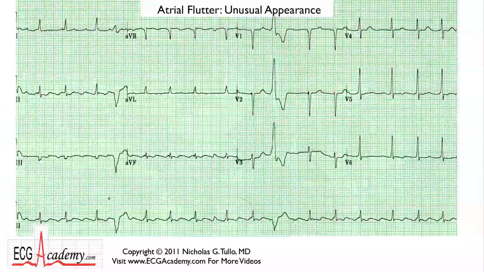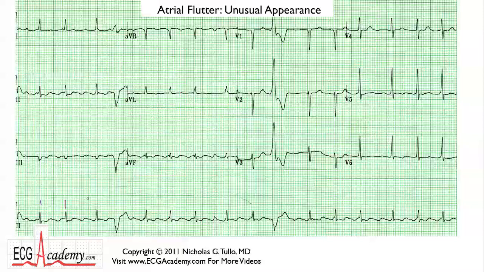When you start looking at the forest, you see there are some narrow complexes, there are some wide complexes. The narrow ones are kind of sort of regular, but not exactly. Sometimes the R-to-R intervals are a little bit longer. Sometimes they're shorter. Then there are these wide beats. So this is a bit more of a complex tracing than you've seen in other examples.